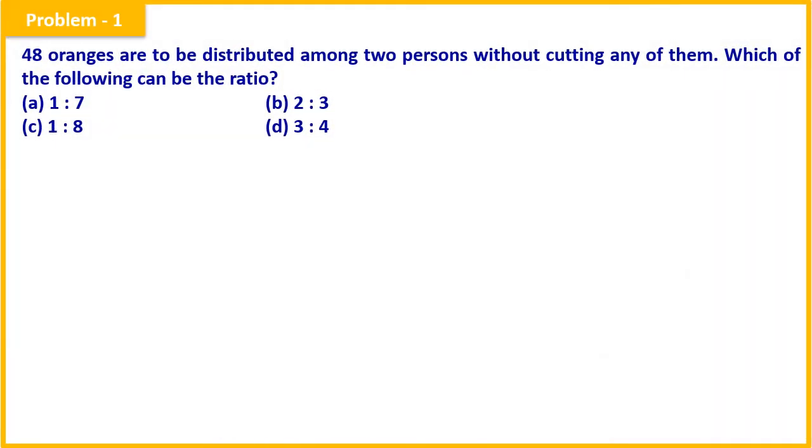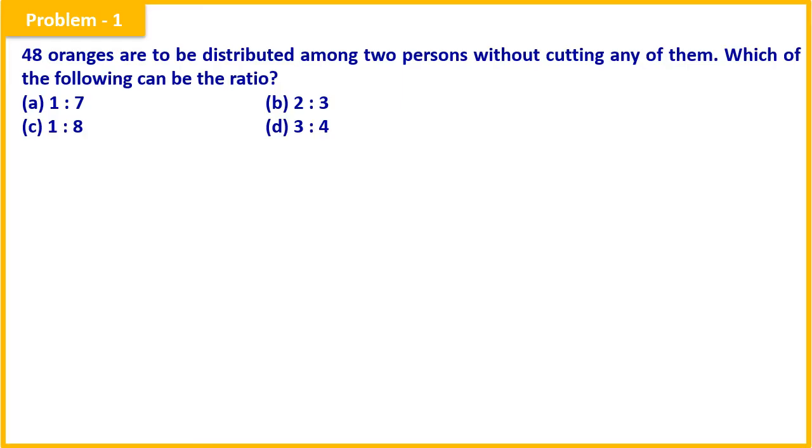The very first problem, I am taking a very simple problem in the beginning and slowly we will approach towards difficult level problems. So problem number 1. 48 oranges are to be distributed among two persons without cutting any of them. Which of the following can be the ratio? There are four options given in front of you. We will evaluate option by option.